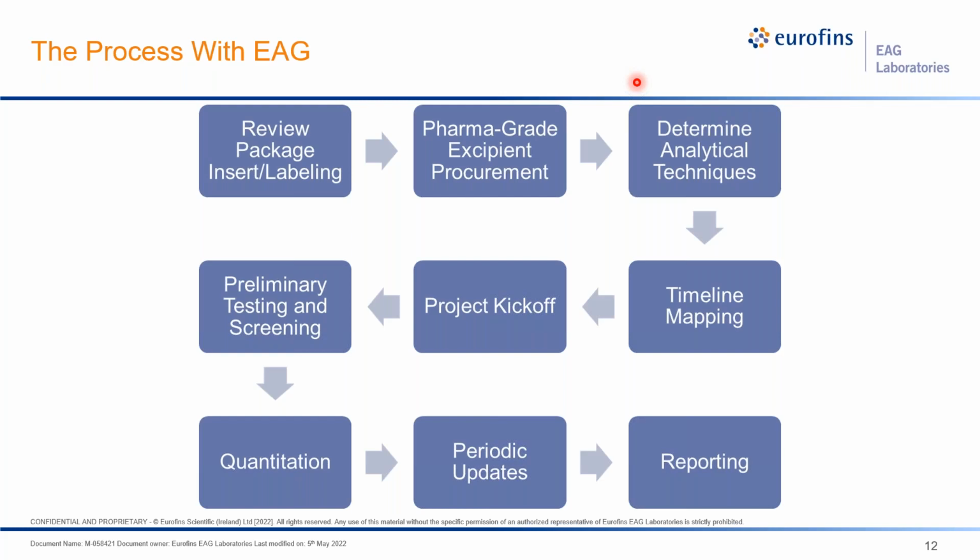Then we go into that preliminary testing and screening, basically doing our range finding, doing all the testing that is required to identify the Q1 parts of the formulation and give us that range or estimated concentration, so we can set up the next step, which is those quantitations. Once we go through the quantitation steps, that's when you should be seeing periodic updates as we make progress. And finally, you'll get a report with the concentrations of the materials that we've identified and quantified in the formulation as requested.